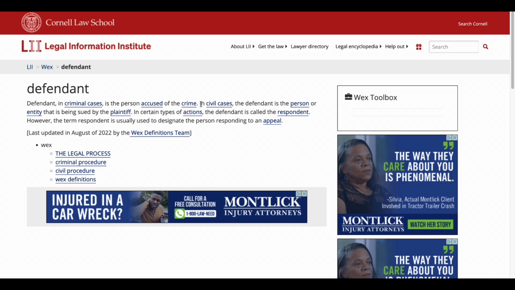In criminal cases, a defendant is a person accused of a crime. In civil cases, a defendant is a person or entity. That's either your straw man, your all caps name, or an LLC or a company that you own. Say you've got a mom and pop store, and somebody slipped and fell in the store, and they're suing your entity, the name of your store, in court. You have to show up on behalf of that entity to represent it.